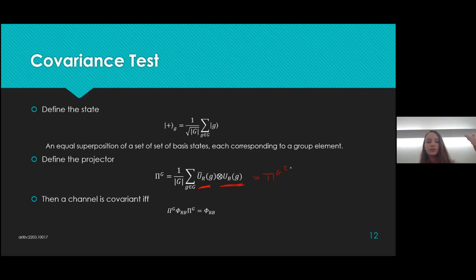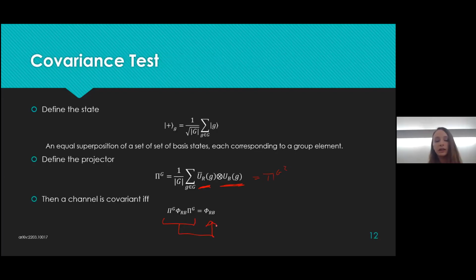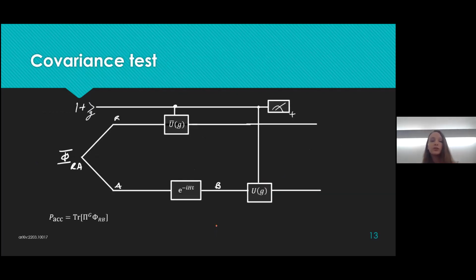So given this plus state and this projector, and additionally this condition on the choice state, which is to say that a channel is covariant if and only if its choice state is invariant under the action of this projector, like so. So I have a choice state associated to my Hamiltonian, and I have this lovely property and also the control state that I have designated. And so I can make a pretty simple test for the covariance, and this will do that.